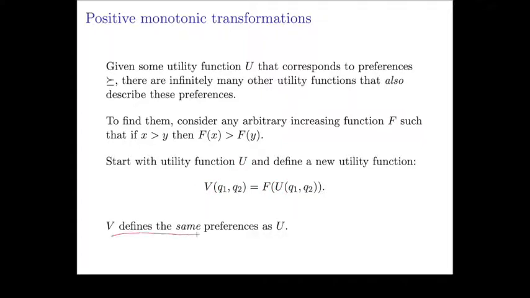Now v is going to define exactly the same preferences as u. In other words, whenever the bundle x is better than y according to u, the bundle x is going to be better than y according to v, and vice versa. So the ordering of the bundles is going to be exactly the same under u and under v. And the reason that ordering is preserved is because f is increasing. Whenever x is bigger than y, f of x is bigger than f of y. So f preserves the ordering of x and y.